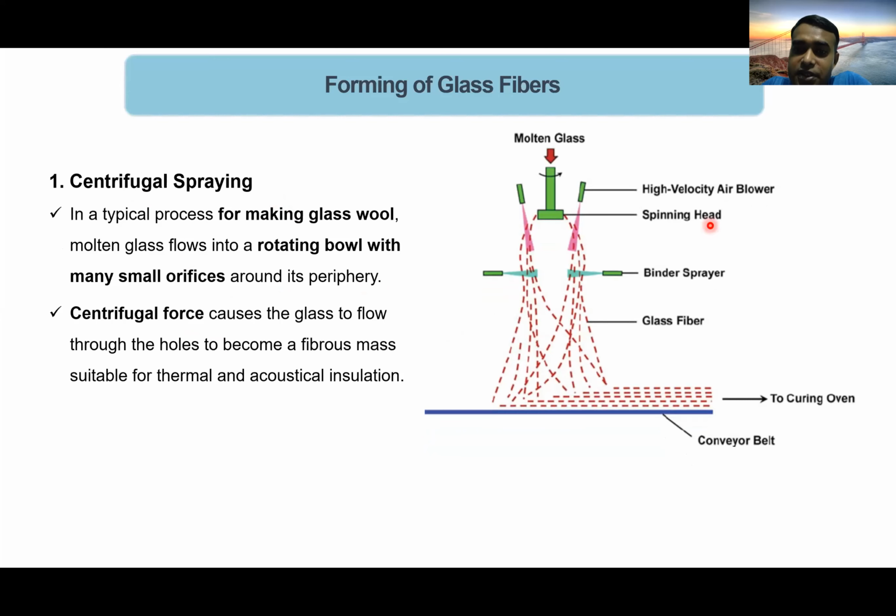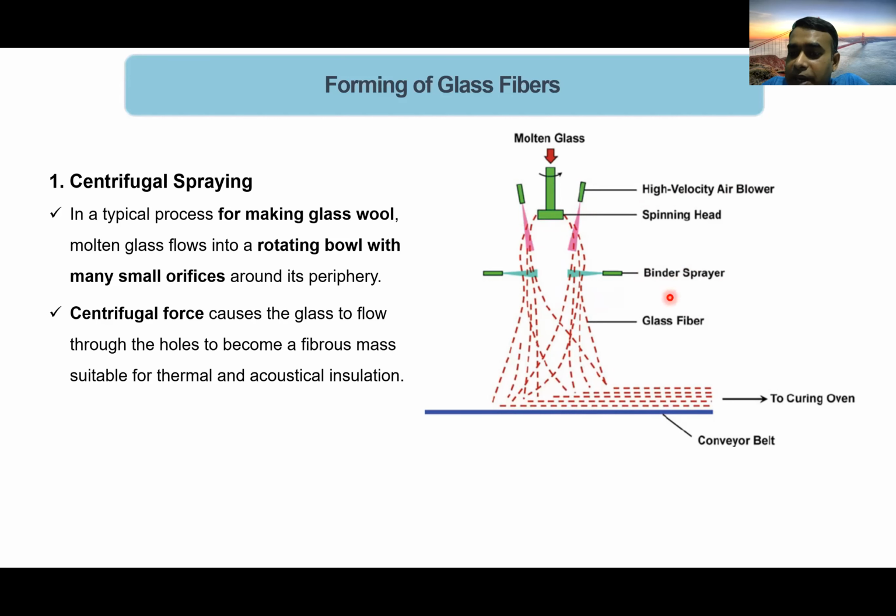It's a very simple process. Okay, you put the molten glass in a container where you have holes on the periphery of this container. You rotate this container, and then due to the centrifugal action, through these holes, glass comes out continuously. Okay, continuously glass comes out with the pinholes, and then you use the high velocity air blower for cooling. And then you use binder, because when these fibers are getting into the surface, we need to bind them together.